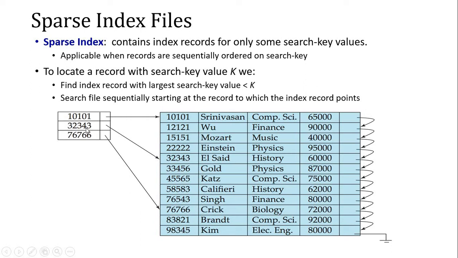So if we search for a value like 15151, we will compare with the first value, 10101. Is 10101 lesser than 15151? Yes. So we need to proceed to the next value. Is 32343 less than 15151? No. So 15151 is a lesser value than 32343. So it is found in between 10101 and 32343. So this is how the searching is done in the sparse index files.